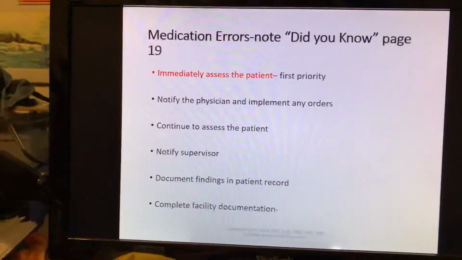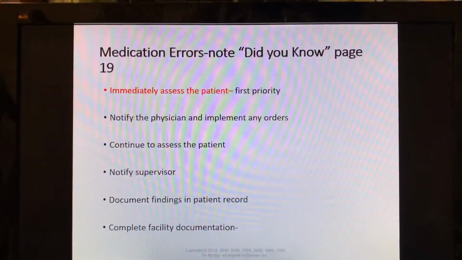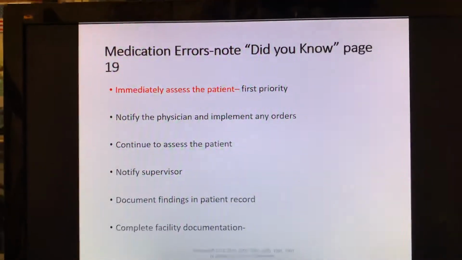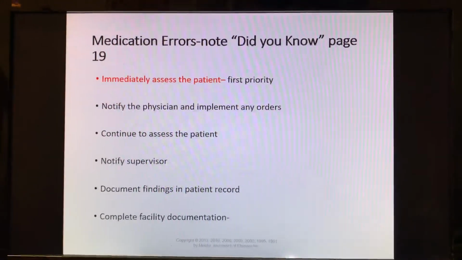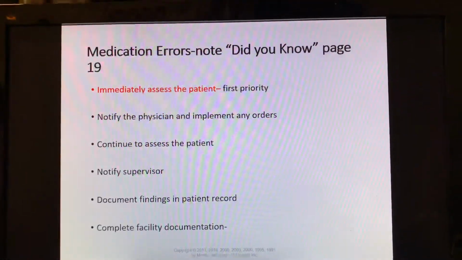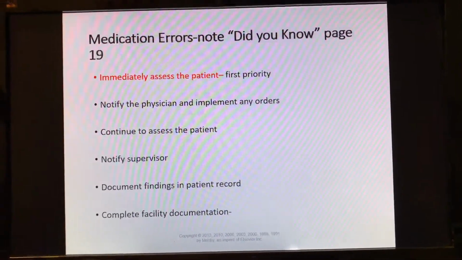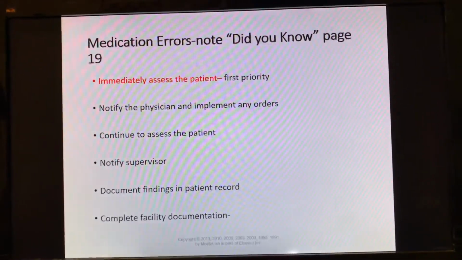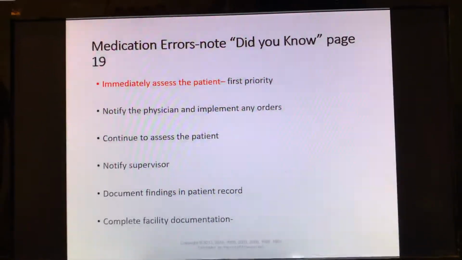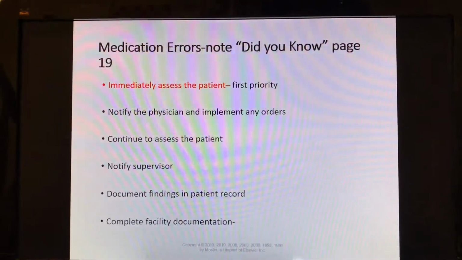Now, let's talk about medication errors. Nobody wants to talk about them or think about them, but we are going to make them because we're human. We don't want to, and we should do absolutely everything in our power not to. But sometimes they happen. So on your list on page 19, we have a list of processes that you have to follow if you should make a medication error.